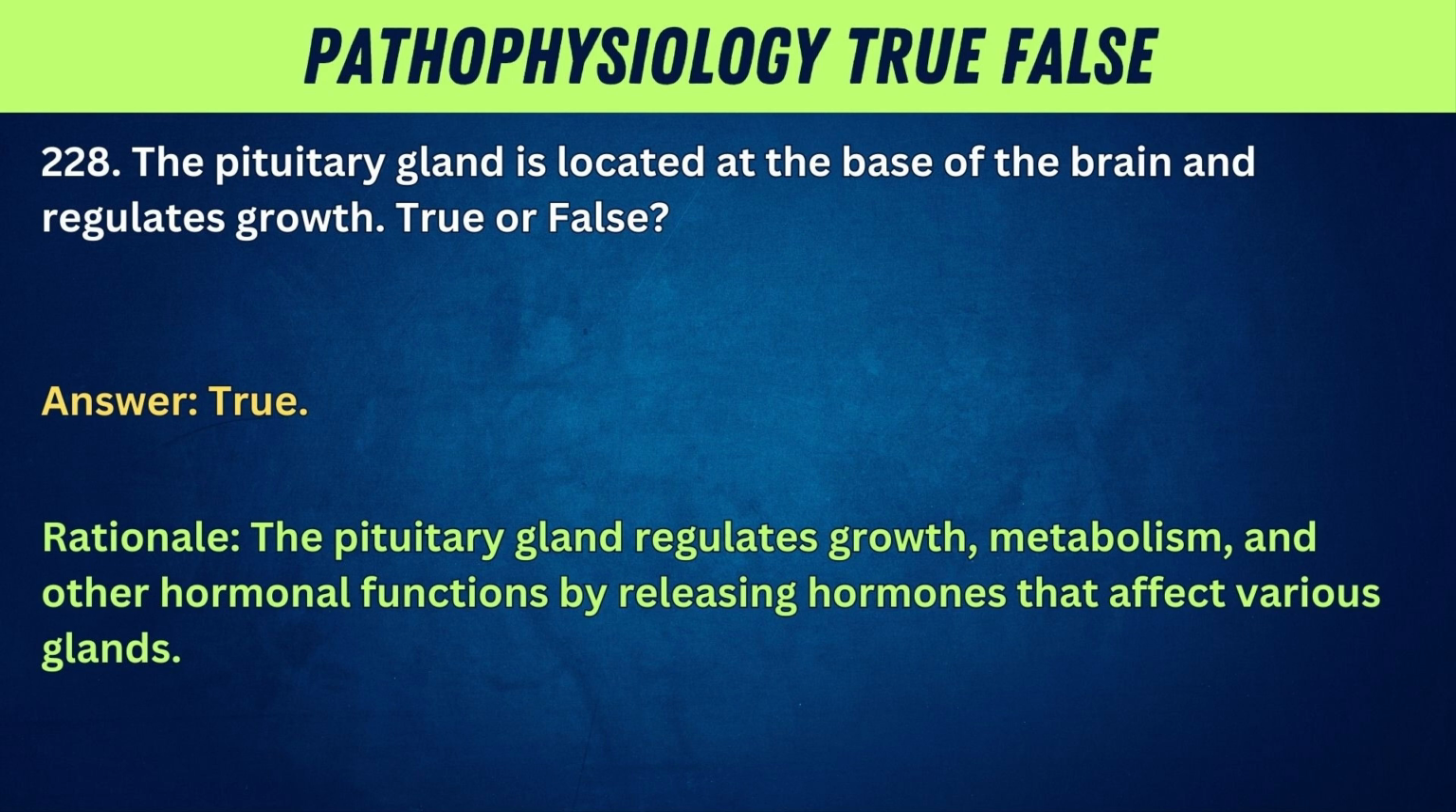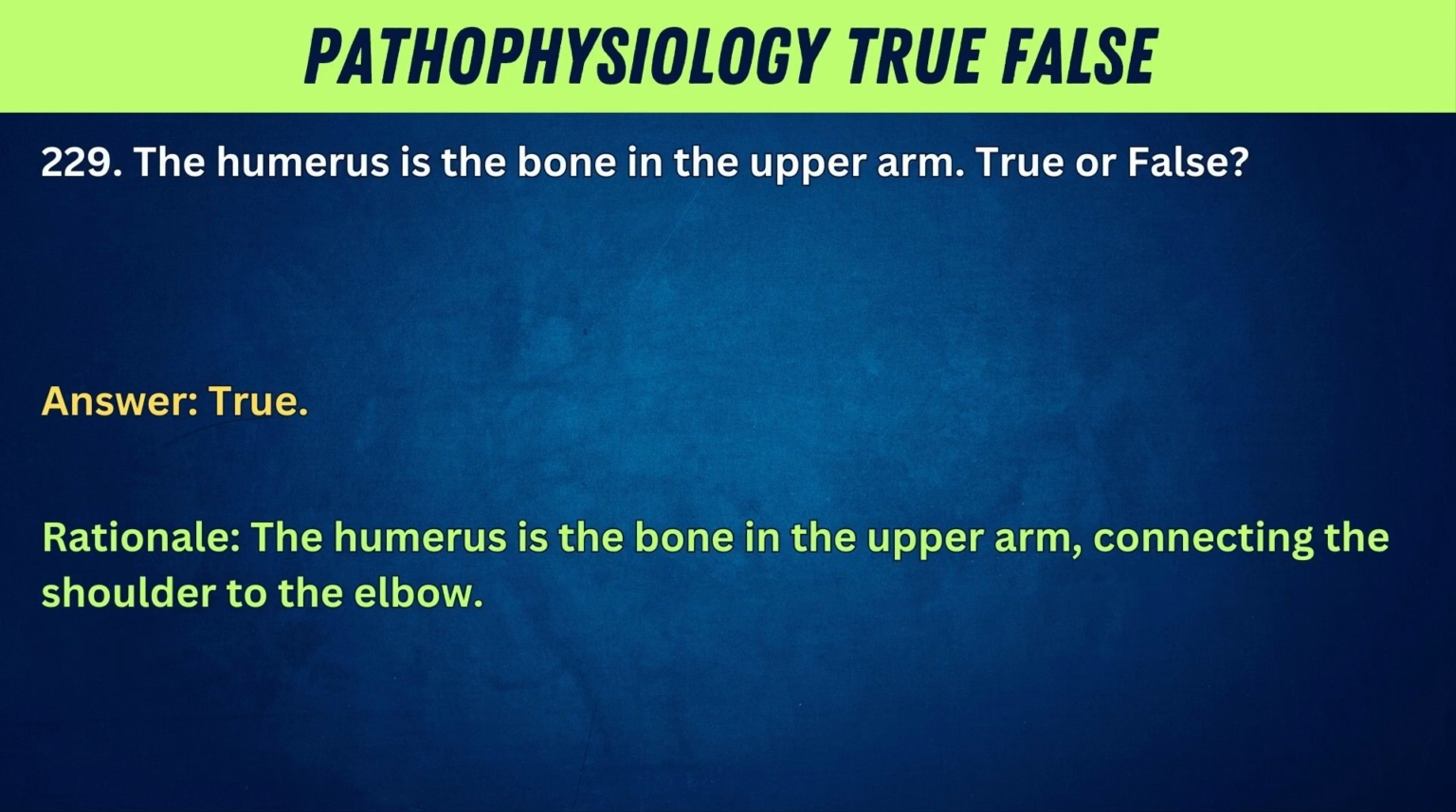Answer: true. Rationale: the pituitary gland regulates growth, metabolism, and other hormonal functions by releasing hormones that affect various glands. 229. The humerus is the bone in the upper arm. True or false? Answer: true. Rationale: the humerus is the bone in the upper arm, connecting the shoulder to the elbow.